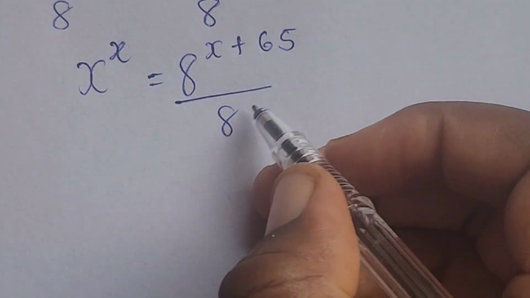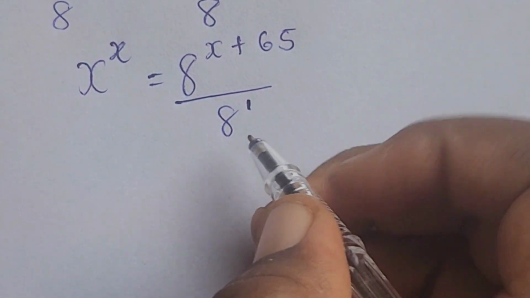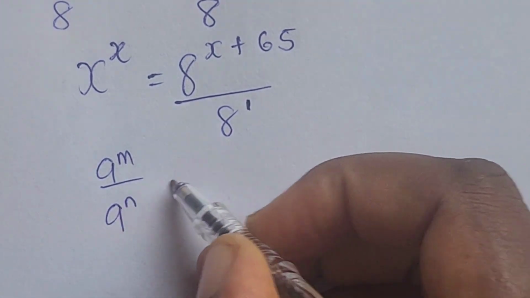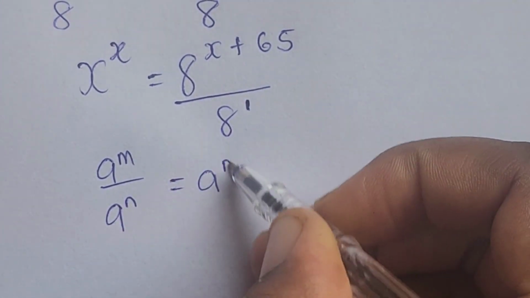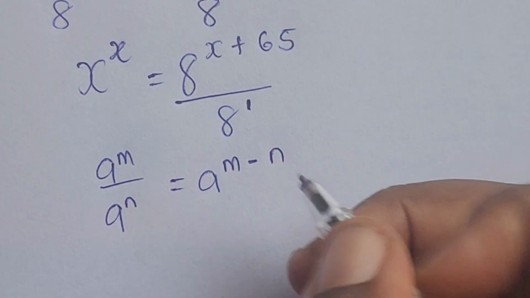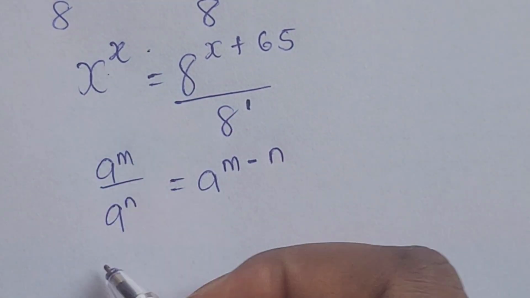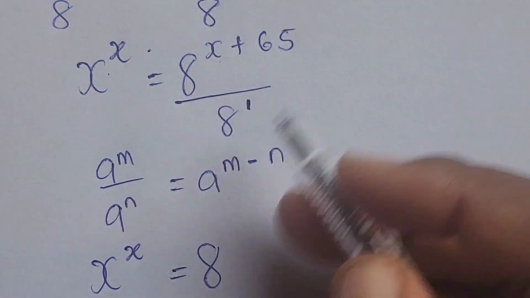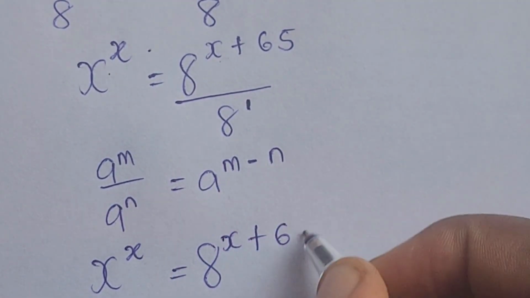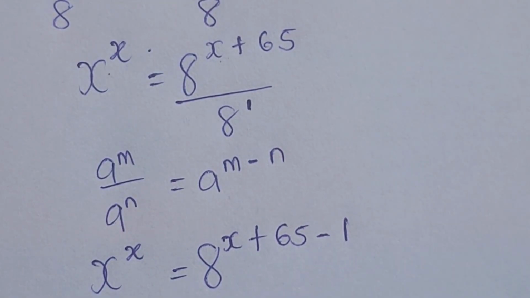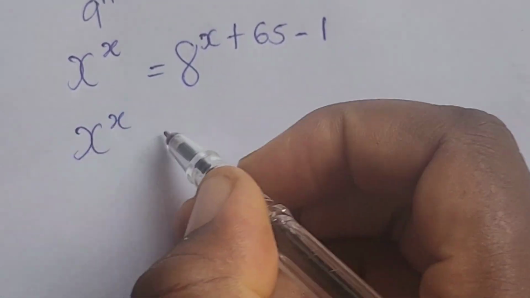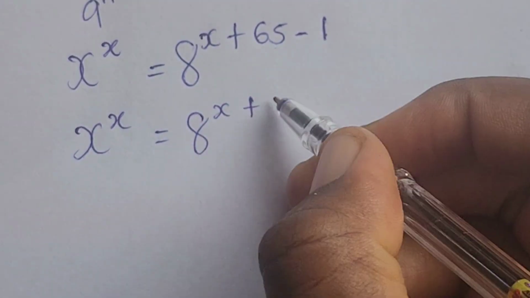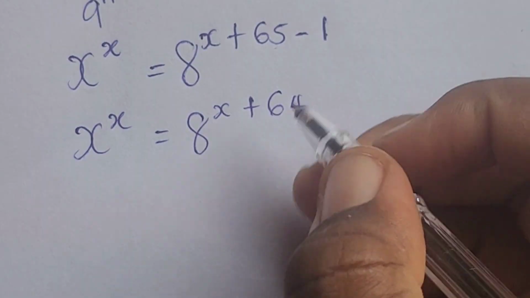So from here, our 8 is to the power of 1 here. So when I have a to the power of m over a to the power of n, this is equal to a to the power of m minus n. So we have x to the power of x equal to 8 to the power of x plus 65 minus 1. We have 64.